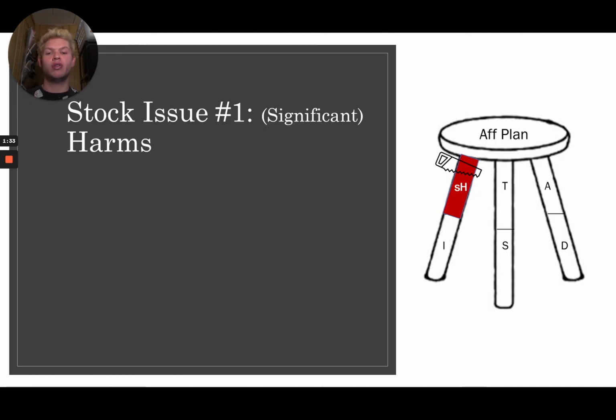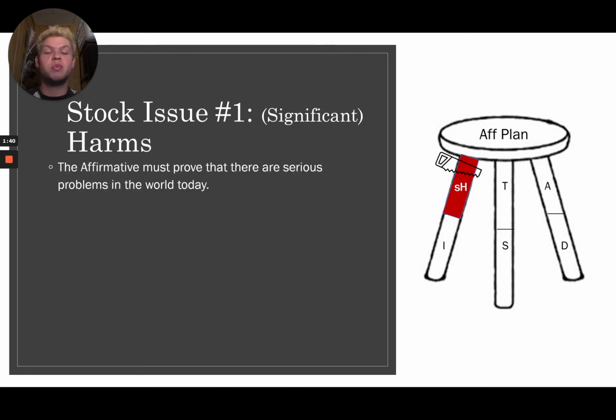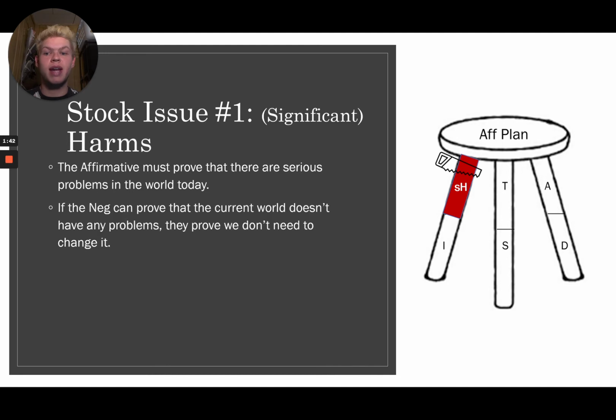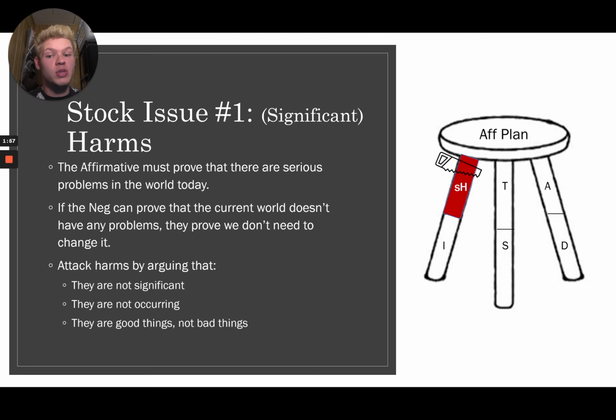So the first stock issue that the affirmative needs to win, and that if you win the entire debate, is significant harms. So the affirmative must prove that there are serious problems in the world today. And if the negative can prove that the current world doesn't have any problems, then they prove we don't need to change it. So you can attack harms in a couple ways. You can argue that they're not significant, so they're not really big issues, so we don't really need to change the world, that they're not even occurring in the first place, or that actually they're not even problems, they're good things. They're not harms. They're things that we should allow to continue.